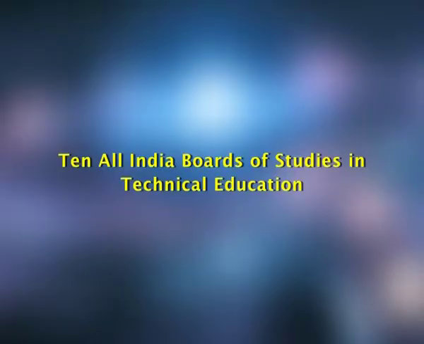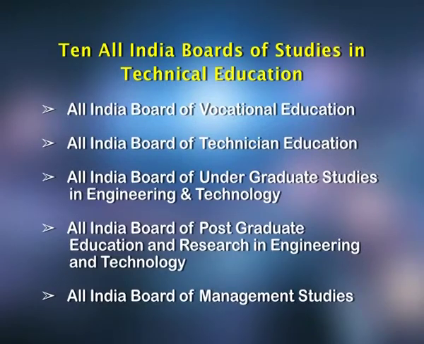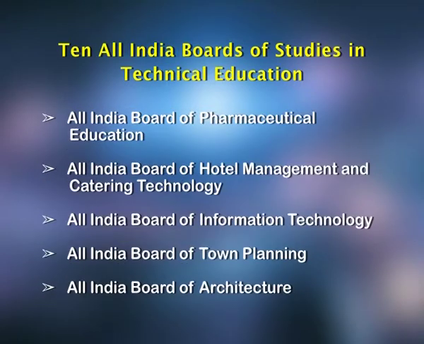The AICTE Act provided for the establishment of 5 boards of studies. However, the Council was empowered by the Act to establish such other boards of studies as it may think fit. Presently, there are 10 All India Boards of Studies in various sectors of technical education. These are All India Board of Vocational Education, All India Board of Technician Education, All India Board of Undergraduate Studies in Engineering and Technology, All India Board of Postgraduate Education and Research in Engineering and Technology, All India Board of Management Studies, All India Board of Pharmaceutical Education, All India Board of Hotel Management and Catering Technology, All India Board of Information Technology, All India Board of Town Planning, All India Board of Architecture.